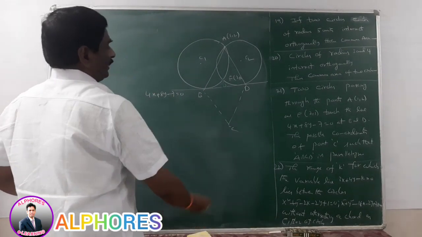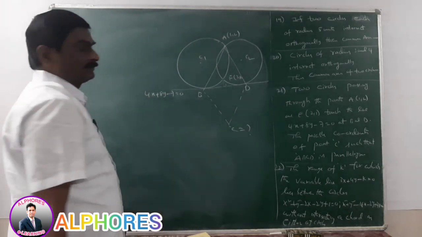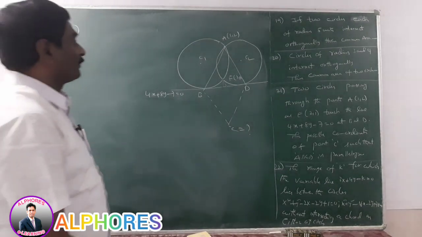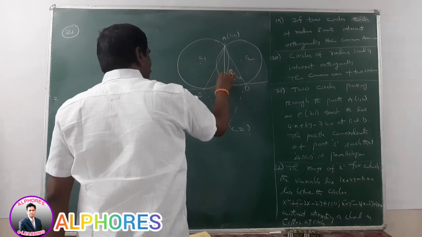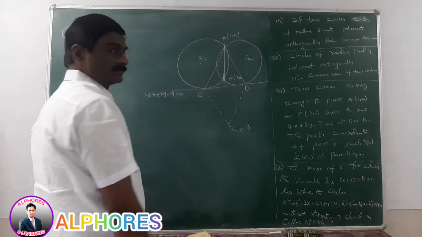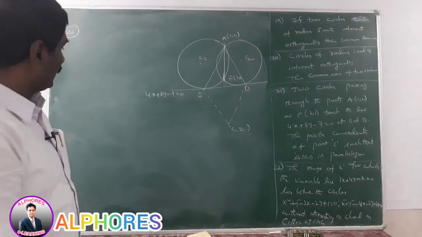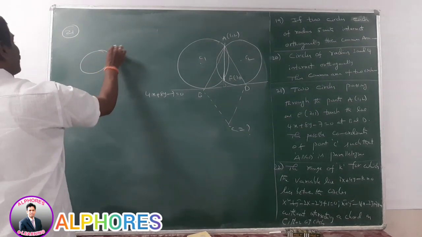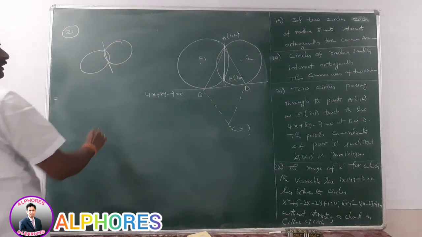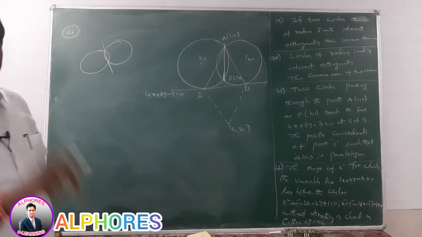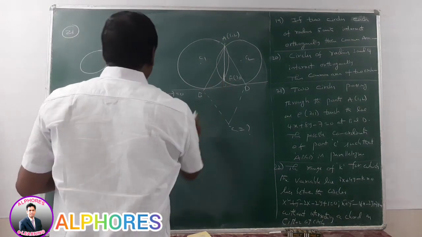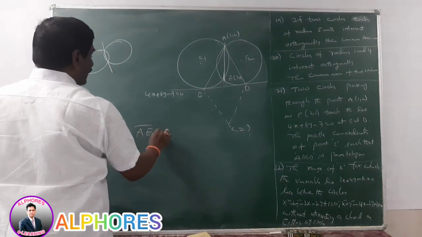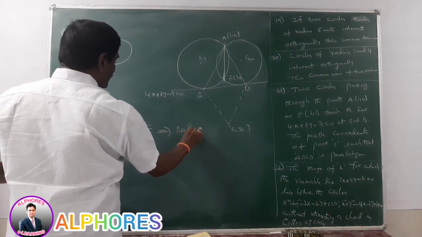Here, what are the coordinates of C? Please observe this point. By joining AE, we get the common chord. Very, very important: if two circles are intersecting, what is the equation of the common chord? Common chord is nothing but the radical axis of the two circles. That means this AE equation is nothing but the radical axis of the two circles.